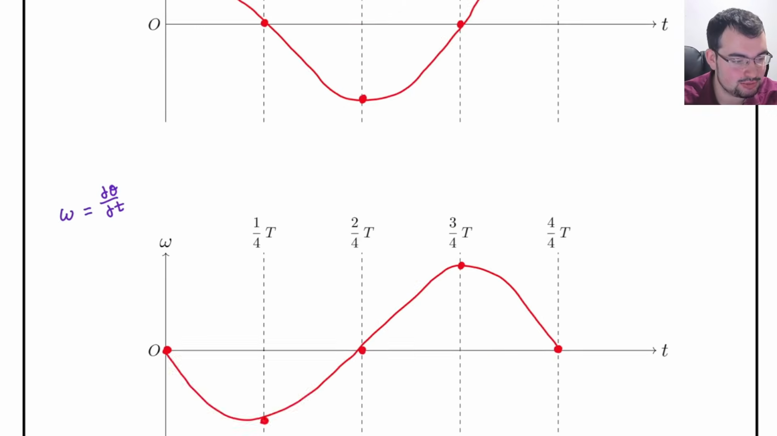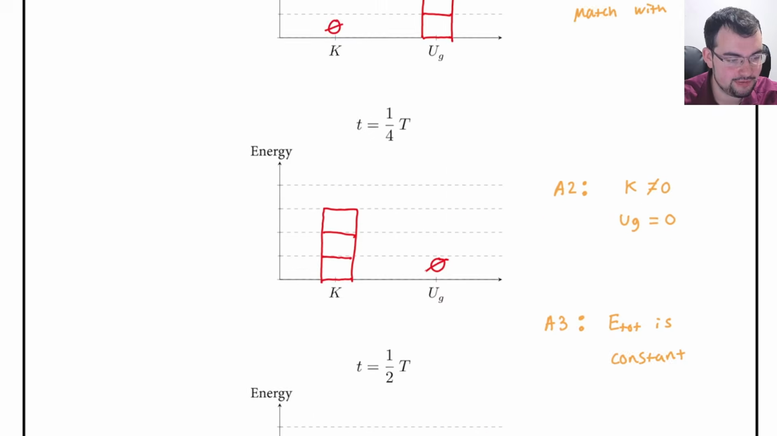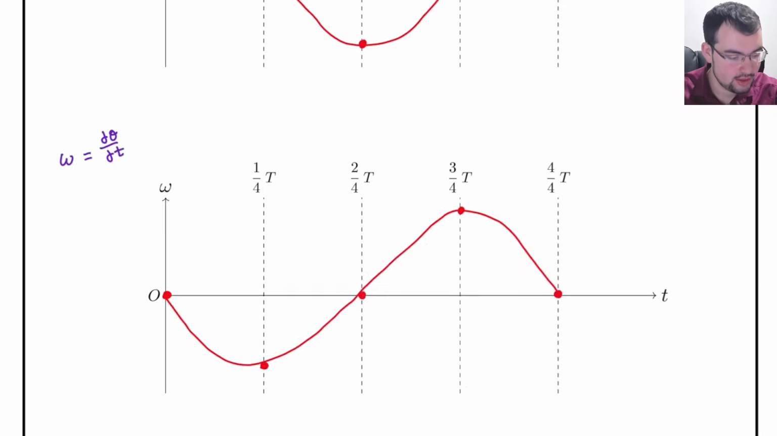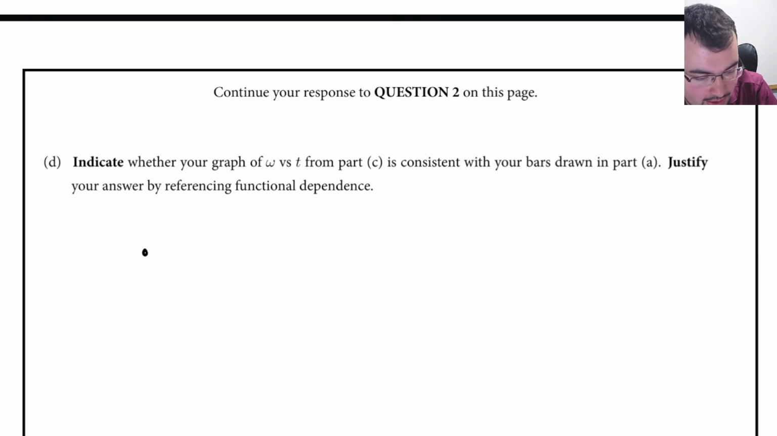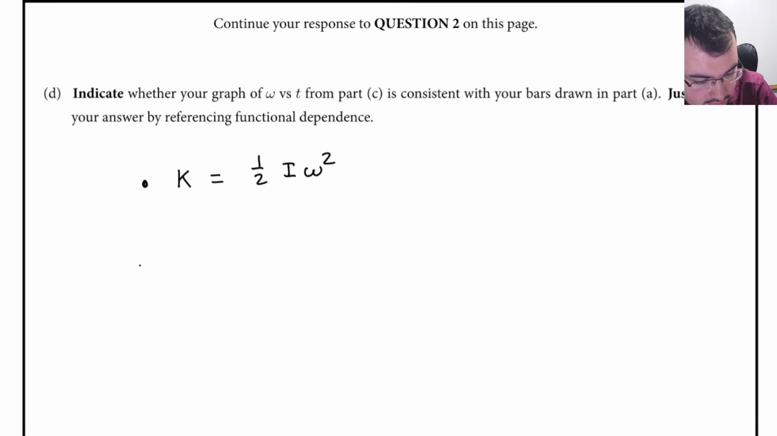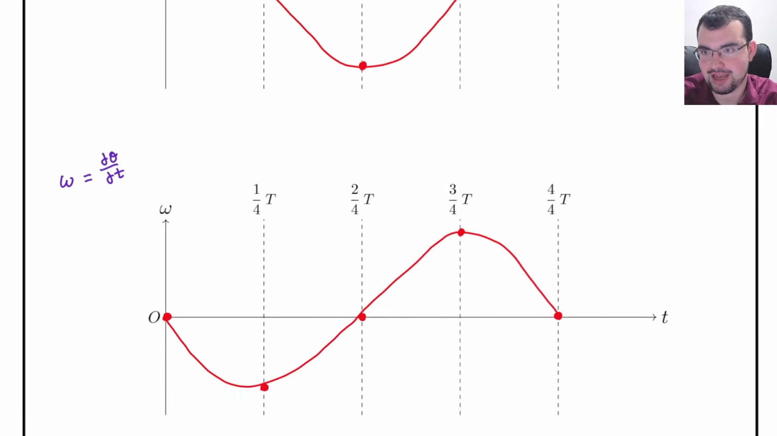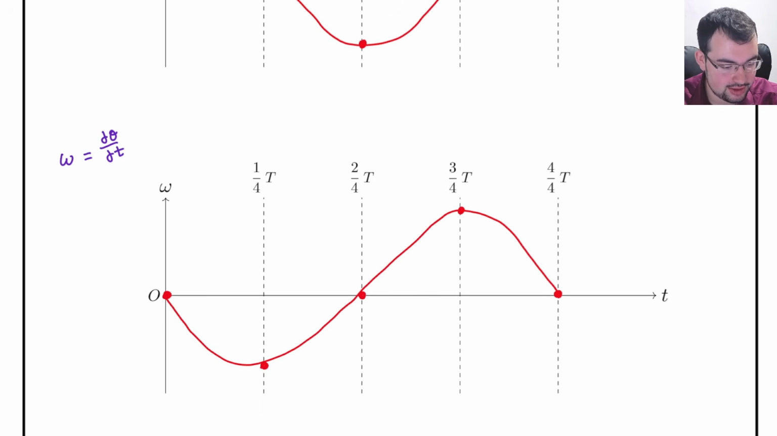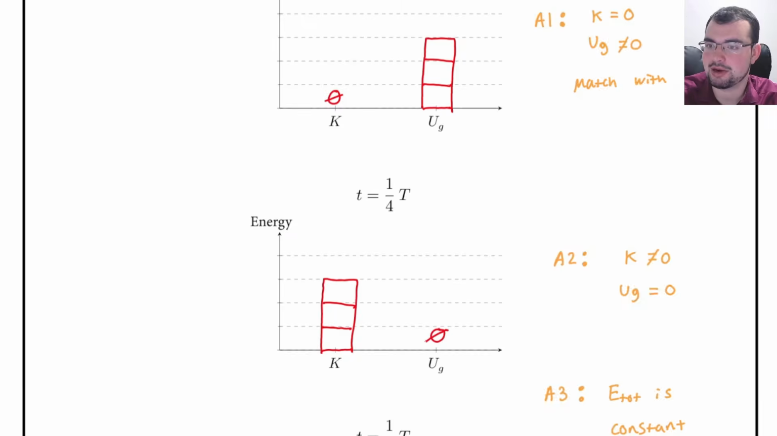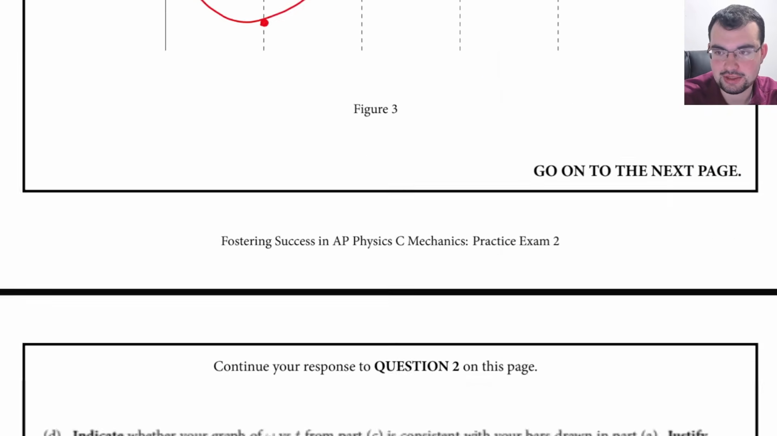Well, the bars in part A are about energy. And more specifically, if we're talking about angular speed, that should relate to kinetic energy. So we know that rotational kinetic energy is 1/2 I omega squared. So to check if they're consistent, the energy bars should be maximized for kinetic when omega is maximized. So omega is maximized in absolute value at 1/4 and 3/4. Now we didn't draw bars for 3/4, but we did draw a bar for 1/4, and notice that is where kinetic energy is maximized. So it is consistent.